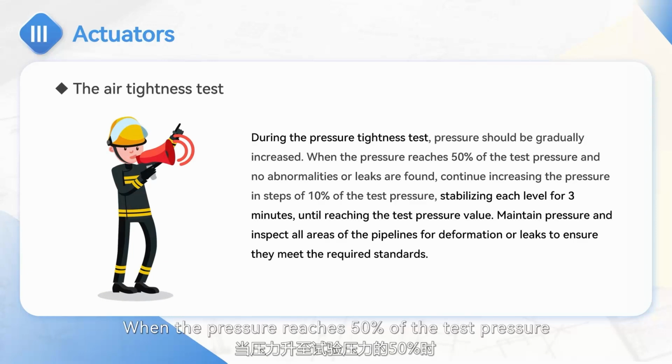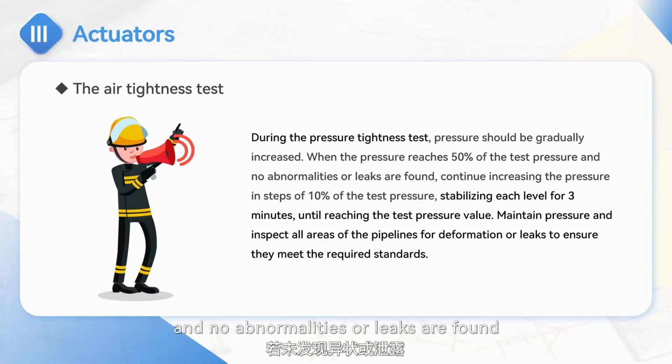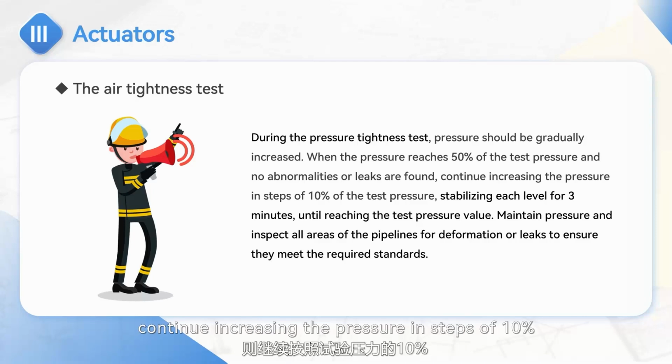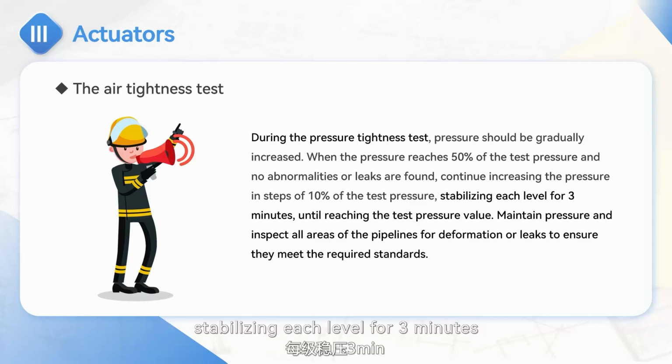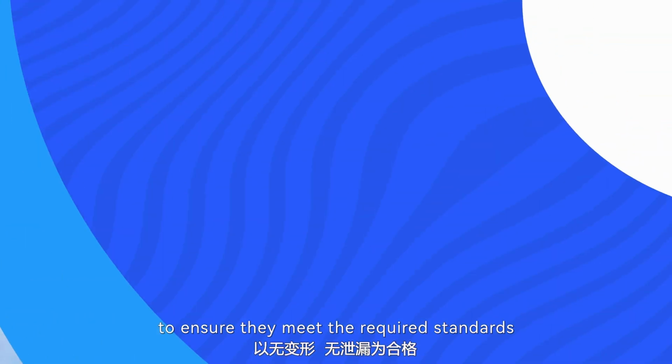When the pressure reaches 50% of the test pressure and no abnormalities or leaks are found, continue increasing the pressure in steps of 10% of the test pressure, stabilizing each level for 3 minutes until reaching the test pressure value. Maintain pressure and inspect all areas of the pipelines for deformation or leaks to ensure they meet the required standards.